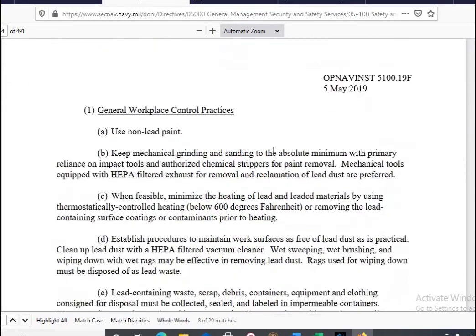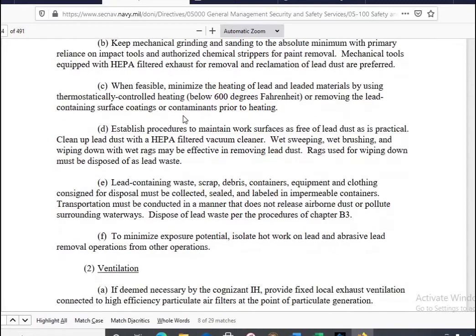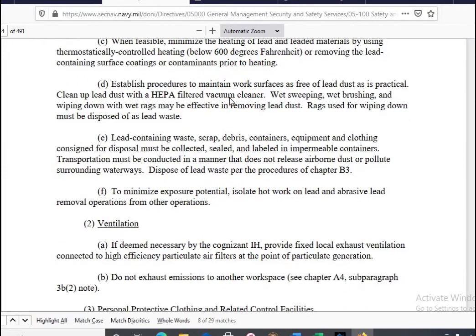Control of lead, there's 7 principles. A lot of these ones kind of make sense. So don't use lead. Keep the grinding to a minimum. Try to keep the heat under 600 degrees Fahrenheit, which is super hot. Make sure work surfaces are free of lead.